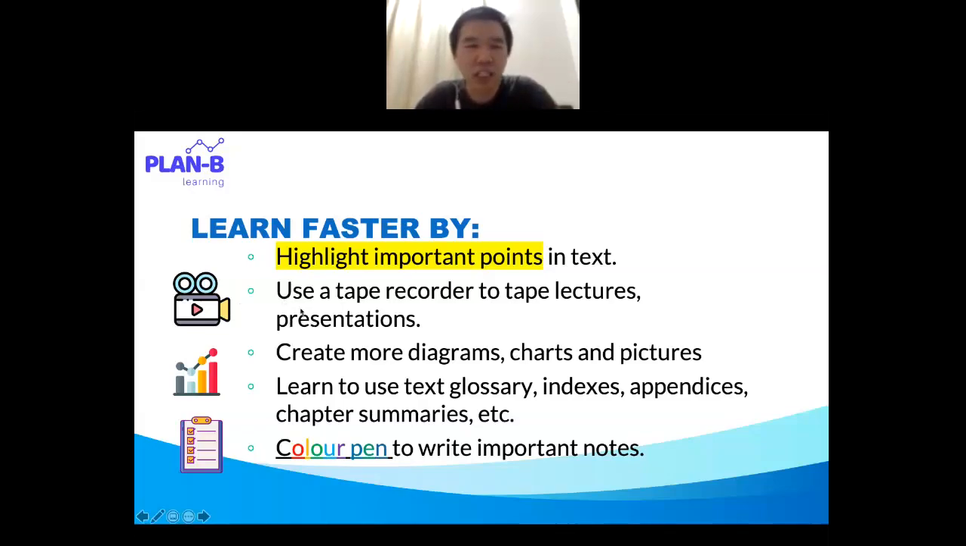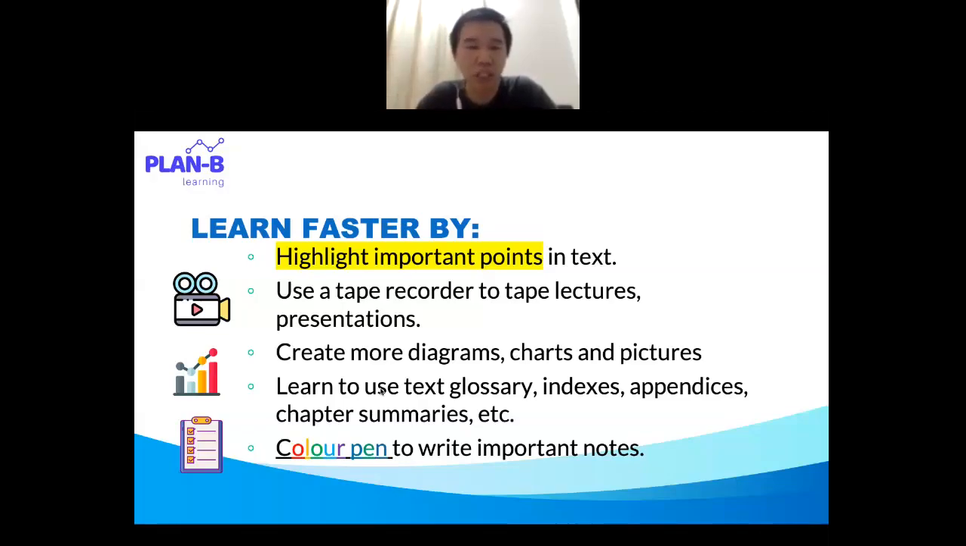Second thing, if you are able, use a tape recorder. Record what the teacher is teaching in the class, and then you can play it back, so it will help you learn faster. The third one, create more diagrams, charts or pictures. Don't use only wording. Use pictures, use diagrams, use charts to replace that.